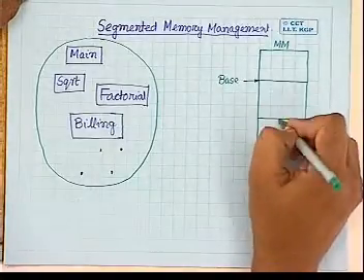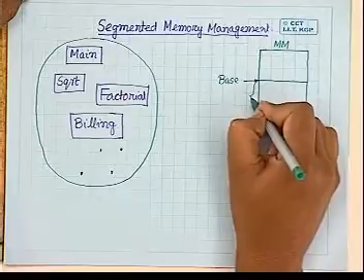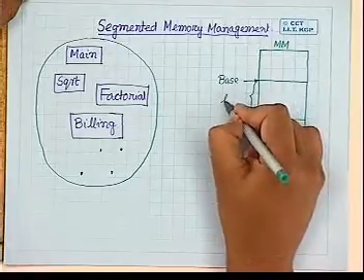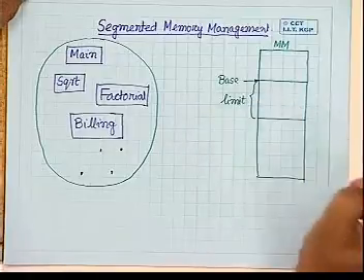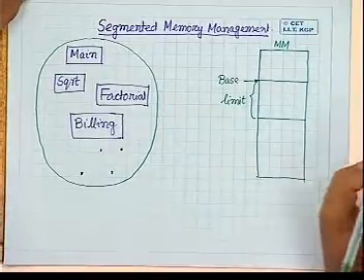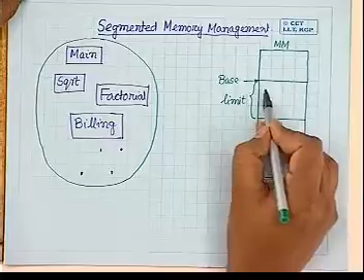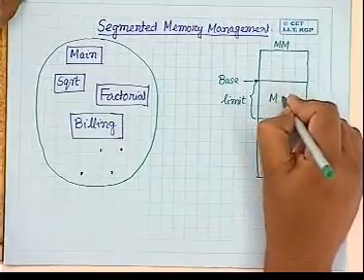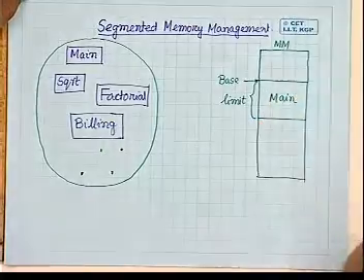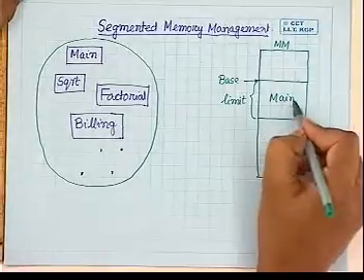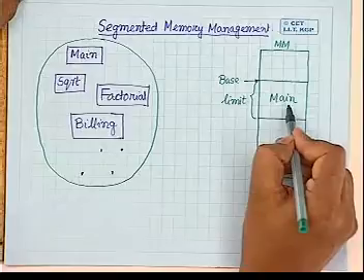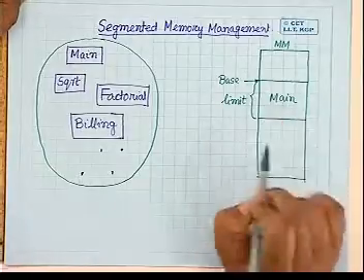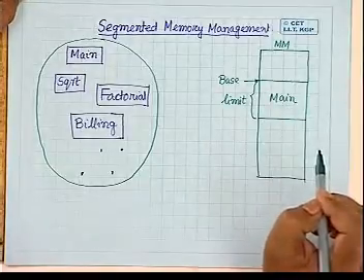And the length of the segment is the limit, the concept which we have also used in other memory management techniques. So this is where the function main is loaded. For segment main, I'll have a base address, and segment main will have a certain length, so there will be a limit for this segment.